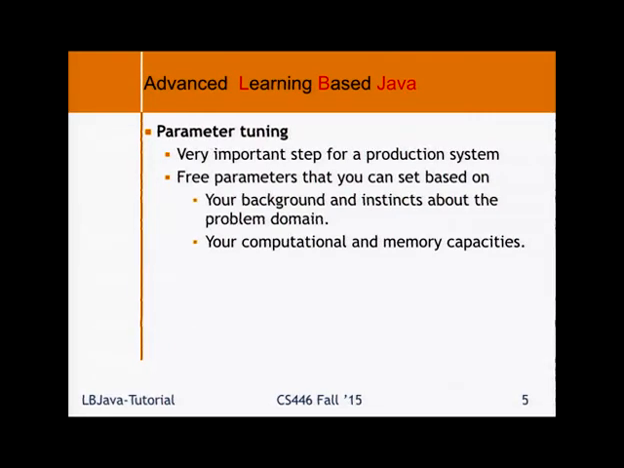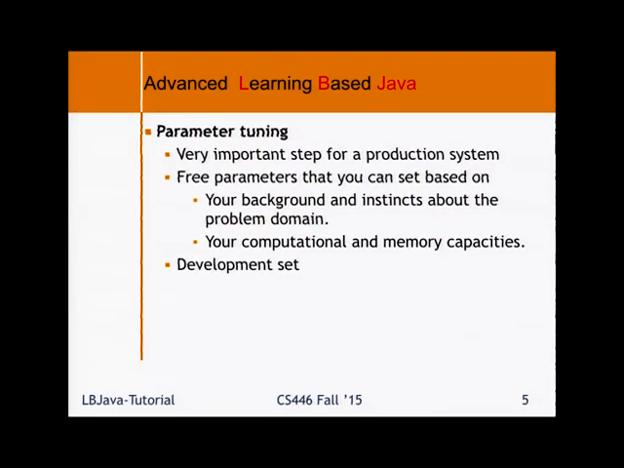The other thing is that, for example, for this course, we don't have time to spend 1,000 rounds of training. Or for some models, you can do online and batch. Maybe your memory doesn't allow you to do a batch setting and you want to do everything online one by one. So you are setting these parameters based on your computational and memory capacities.